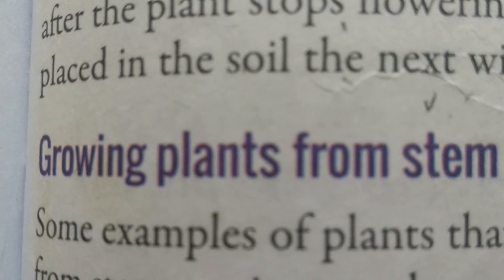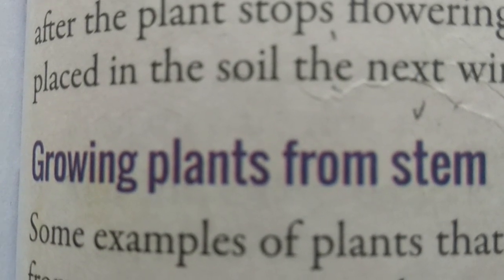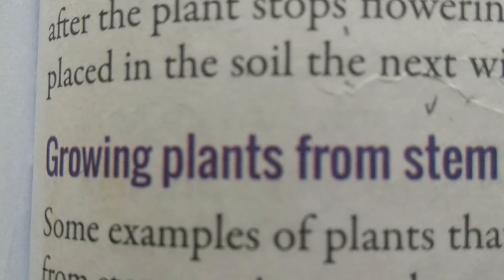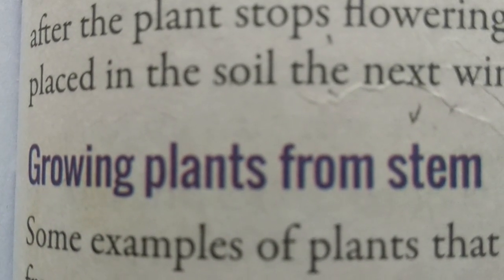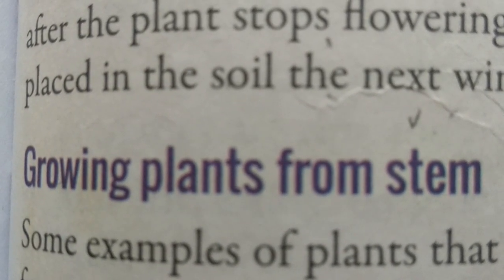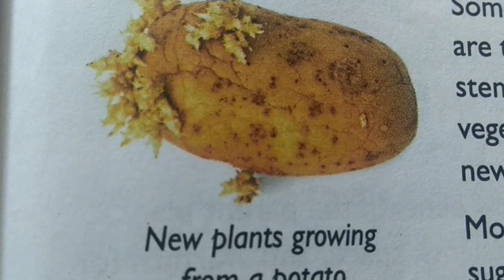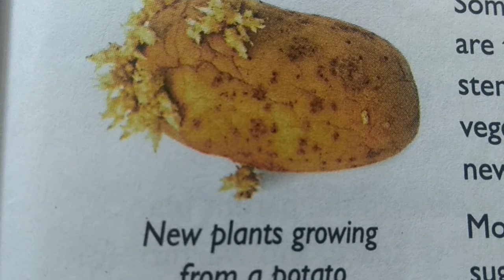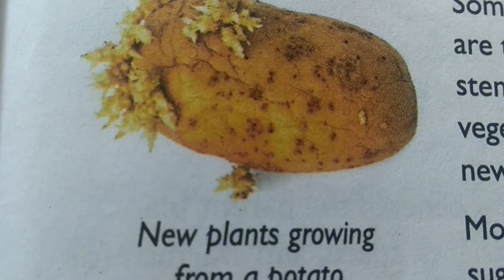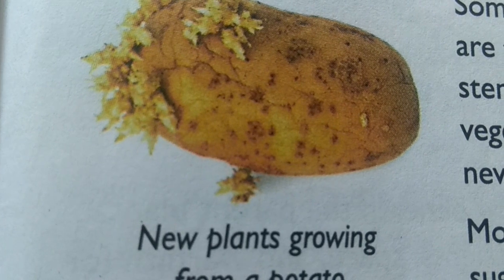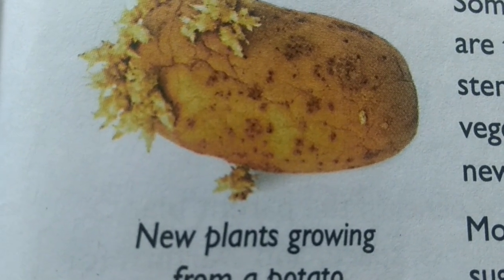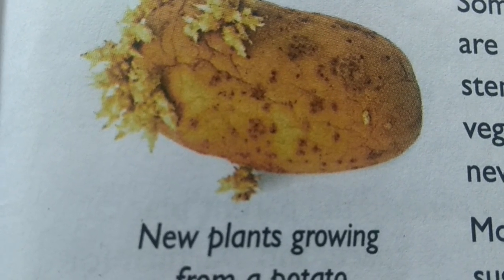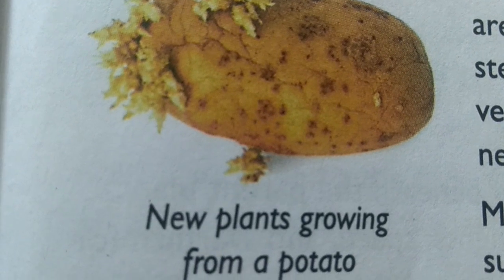Next comes growing plants from stem. In this topic, various natural and artificial methods can be used to obtain new plants from stems. So let us study those methods. Number 1 is the underground stems. Some plants have stems that grow below the ground. These are known as underground stems. Example, potato. These stems have small buds on them which are known as eyes, which can grow into a new plant.